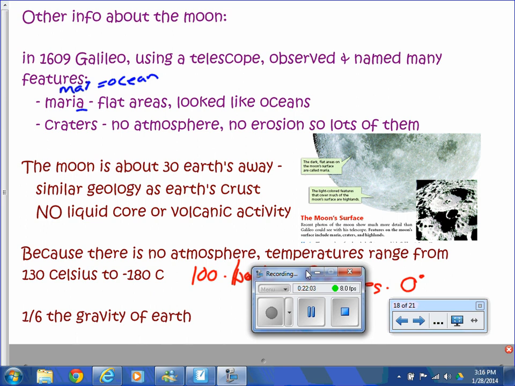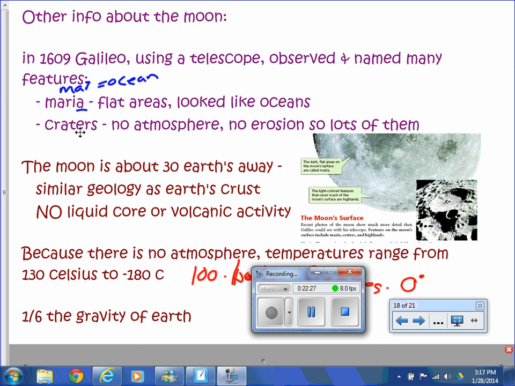If you do not have notes on this already, I would write them down, because there are questions on the quiz about such things. So in 1609, Galileo used a telescope and he looked at the skies a lot. He observed many features. He's the first one who saw the Maria, the flat areas. He thought they looked like oceans, so he called them Maria, which means oceans.